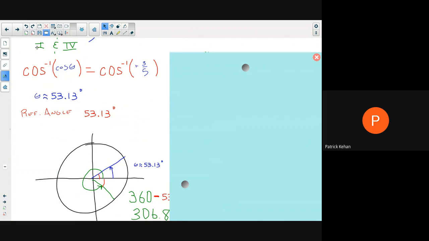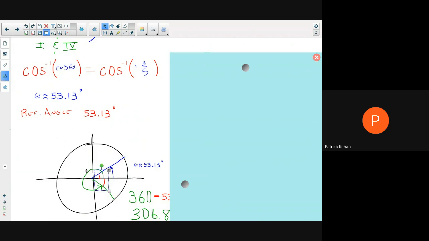And I'm going to turn around and sketch angles in quadrants 1 and 4. So my blue quadrant 1 angle right here, red reference angles right here, they're the same. So we have one solution already, 53.13 degrees. Fourth quadrant angle with the same reference angle as quadrant 1, 53.13 degrees.